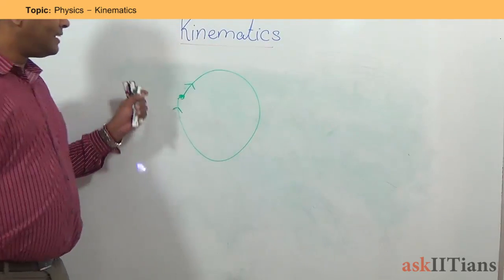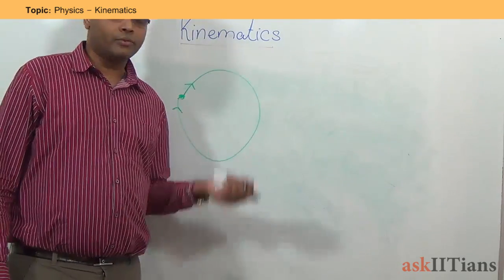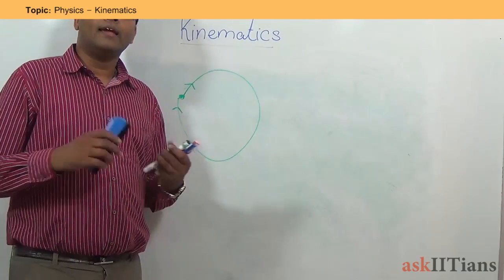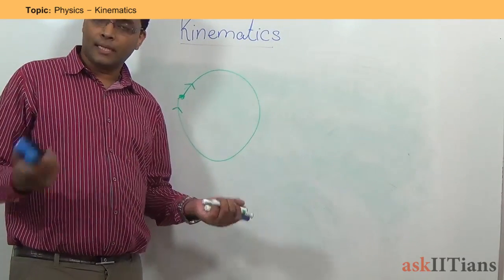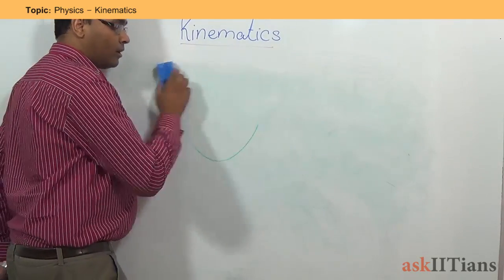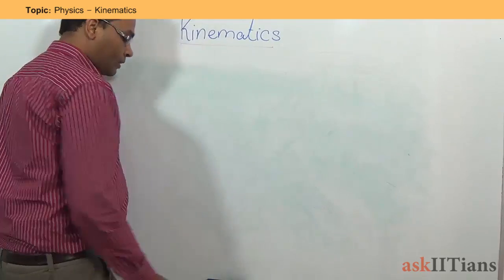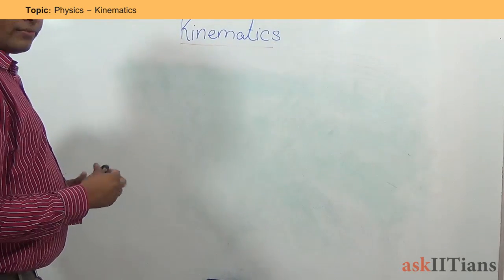So if the body is moving in a circular path, or for that matter, it does not have to move in a circular path. It can go in one direction and come back to the same point. If the initial and the final points are the same, in that case the net displacement, and hence the velocity, is going to be zero. Right? Let's take that further.